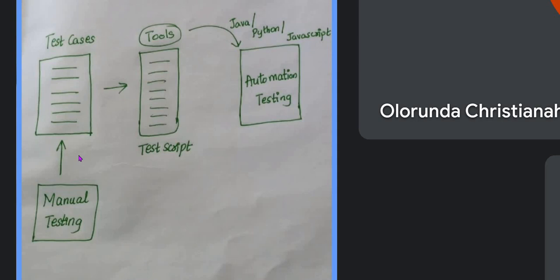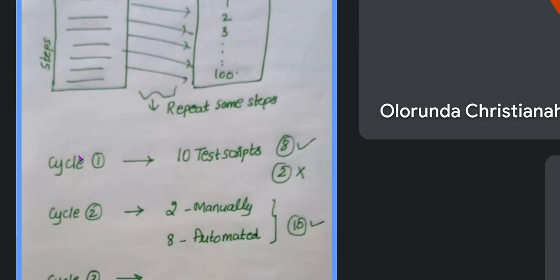So the test cases in manual testing are called test scripts in automation testing, which is the language understood by the tools, and the tools will execute the test scripts. This is how it actually works. Now let me explain it with an example. It is designed to overcome those two challenges which I mentioned, retesting and regression testing.